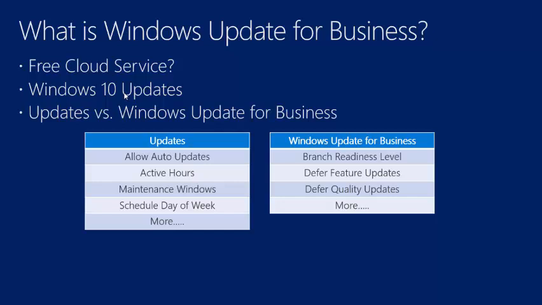So updates versus Windows Update for Business, right? So I just list out a few of the kind of settings that you would expect to find in the updates node of the configuration, right? Things like allow auto updates, active hours, maintenance windows, and there's a lot more. Then there's a category of updates that are really Windows Update for Business specific, again, dealing with Windows 10. The idea of branch readiness level, deferring feature updates, deferring quality updates, more of them, right? And those only make sense in a Windows 10 world.